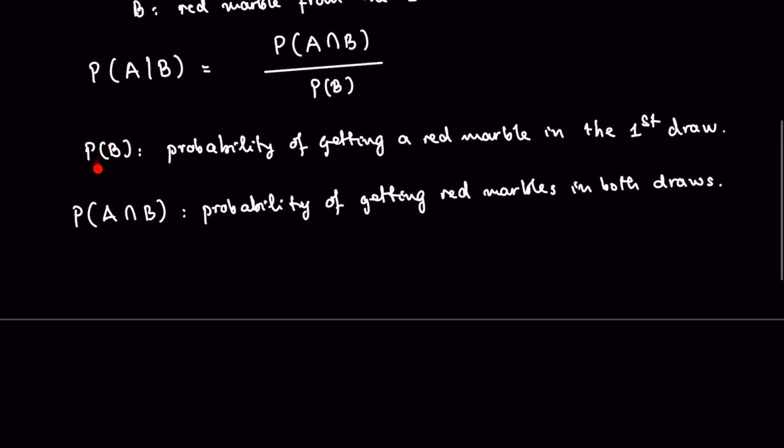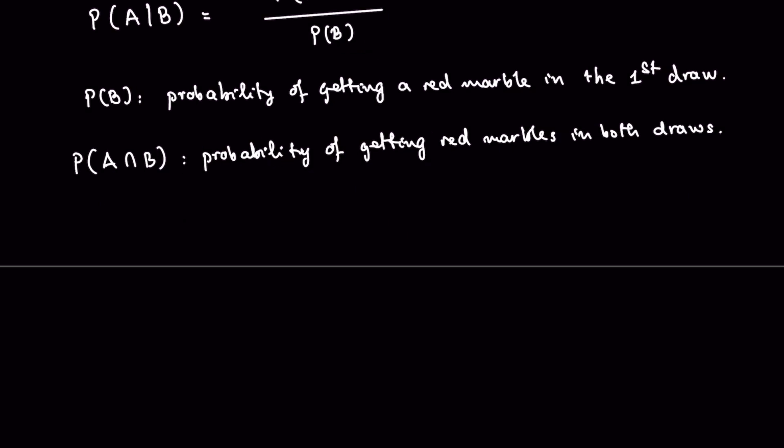So I'm going to calculate the probability of B and the probability of A intersect with B. To calculate the probability of B, this is equal to the fraction of the number of desirable outcomes over the number of total possible outcomes. In this case, the cardinality of B over the cardinality of S. The cardinality of B is the number of desirable outcomes, that is getting the red marble in the first draw. The problem gives you that there are 3 red marbles and 2 black ones.